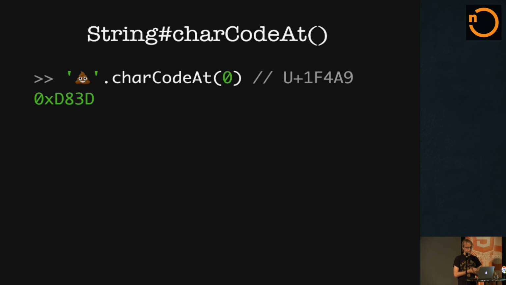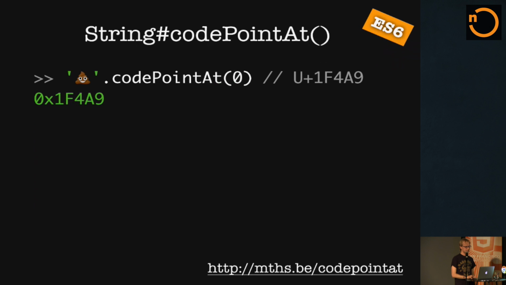Another example is String.prototype.charCodeAt, which has a similar problem. If you use it to retrieve the code point of the first character in the string with the pile of poo, you would only get the code point for the first surrogate half, not the entire character. Again, this is really confusing. Now, ECMAScript 6 fixes this by introducing yet another method, which magically does the same thing, but it works correctly even for astral symbols.